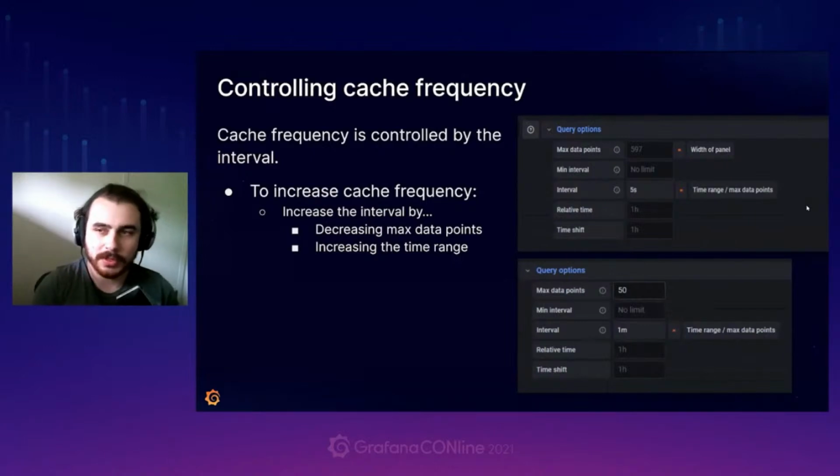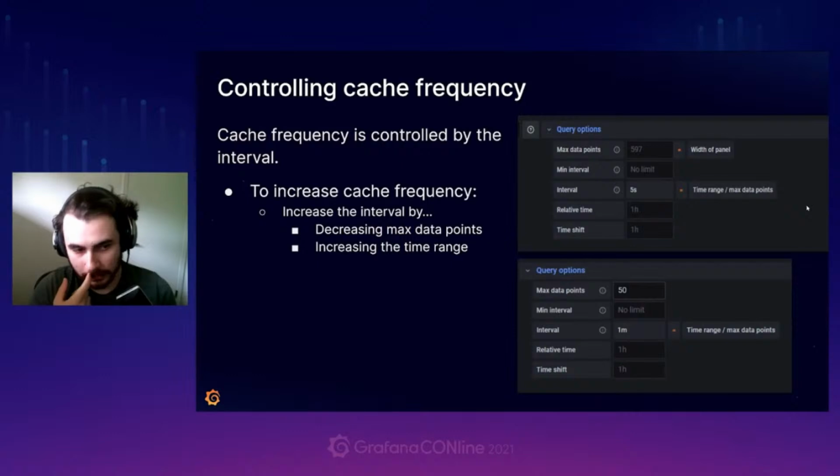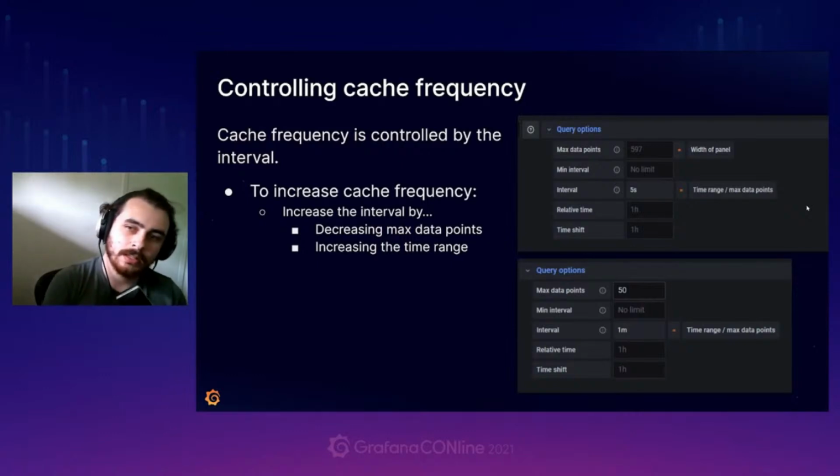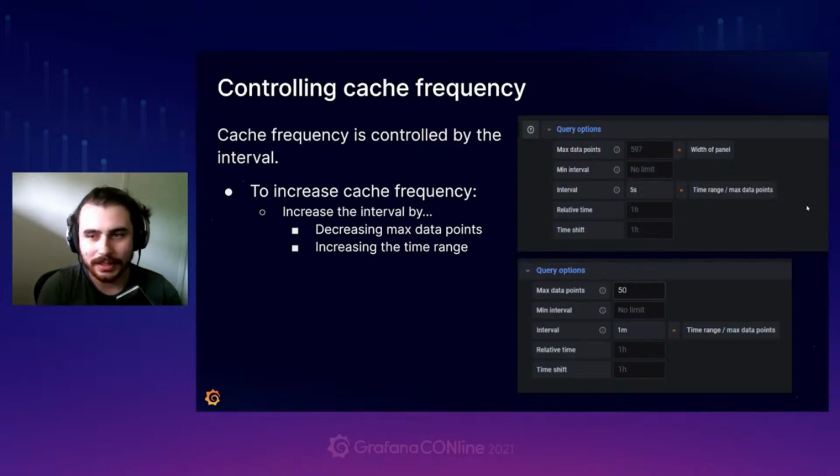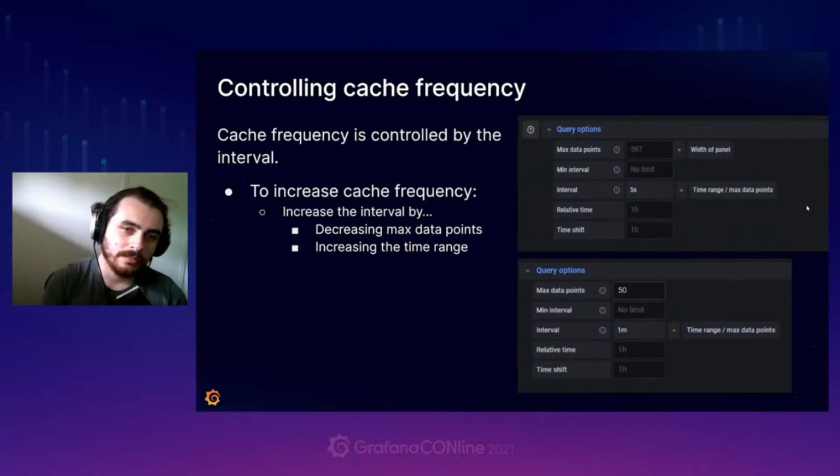As mentioned before, with the flexible configuration, there are also ways to affect how frequently cached responses are given to people that request them. This can be done by controlling your interval. Interval is a calculation of your time range divided by your max data points. If you decrease your max data points, that will increase your interval, and then that will mean that you will be serving cached responses for longer amounts of time.